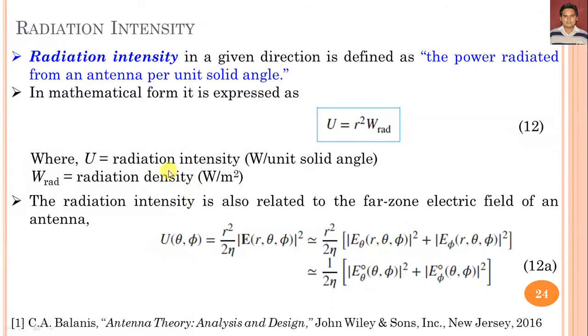As we discussed in the previous slide, radiation density can also be related to the far zone electric field of the antenna: U of theta, phi is nearly equal to r square upon 2 eta times the magnitude square of E of r, theta, phi. We generally use this expression when calculating the radiation intensity, the radiated power and the directivity of different categories of antenna. But the important expression for the radiation intensity U of theta, phi is r square W radiated, as given in equation 12.